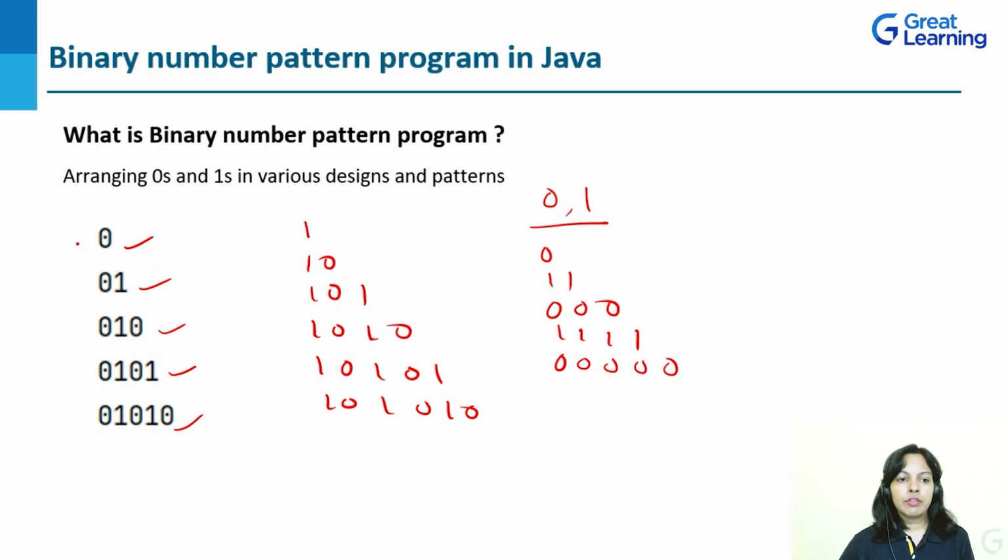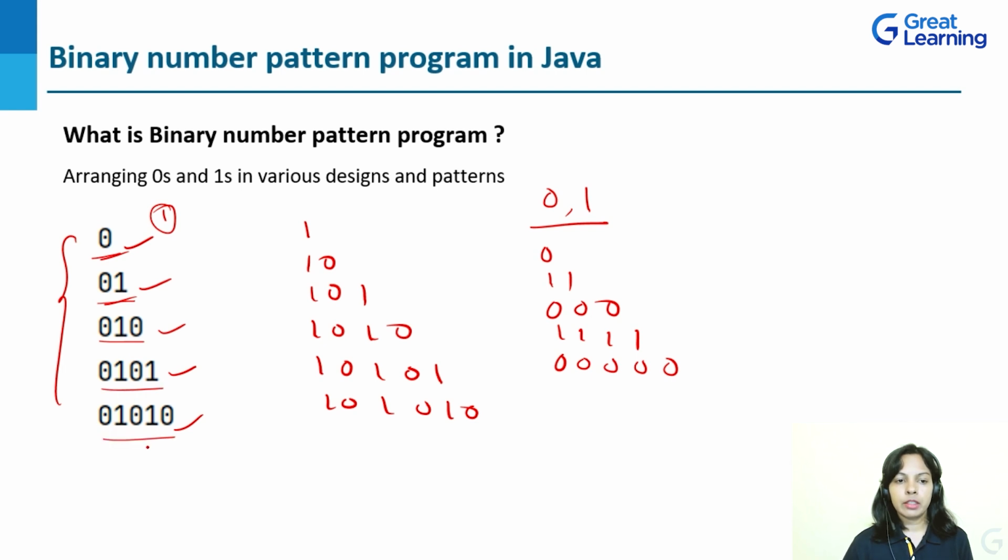The example which we are going to see in the demonstration is 0, 0 1. First row, one 0, then second row 0 1, third row 0 1 0, fourth row 0 1 0 1, fifth row this. It means first row only one character, that is your 0. Second row two numbers 0 and 1, two binary numbers. Third row three binary numbers. Fourth row four binary numbers.